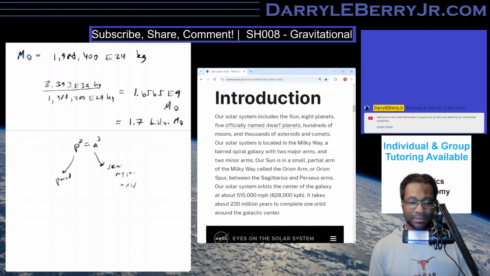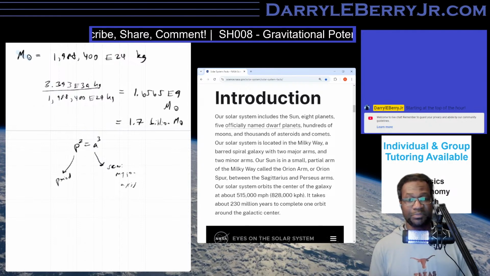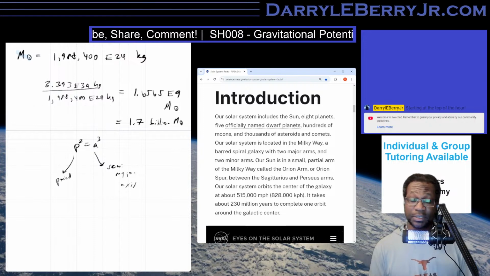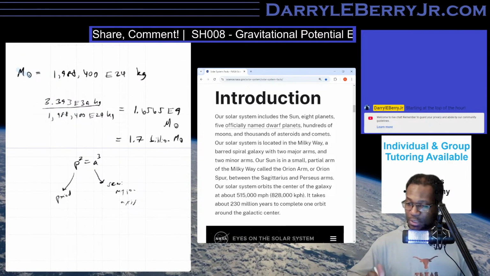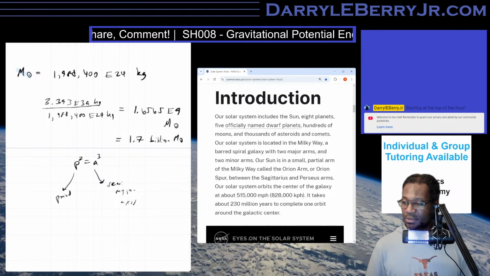Going around the galaxy at 828,000 kilometers per hour and taking 230 million years to orbit the galaxy. So that's one way to apply that. And it's pretty straightforward. So let me know if you have any questions.